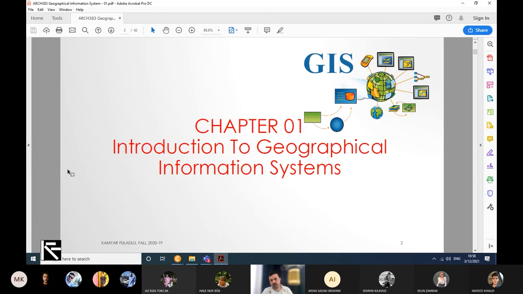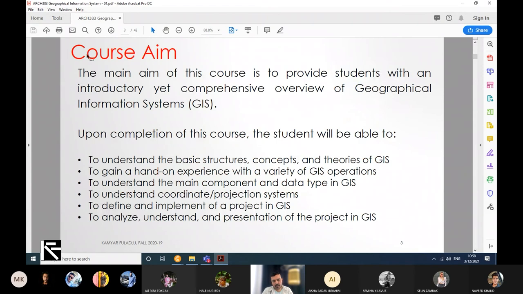Okay, I'm going to start our first chapter. The second chapter is about the program. But the first chapter, in this chapter, we will learn the theory. I will cover the course aim when we look at the course outline. So this part is already there, we explained it.